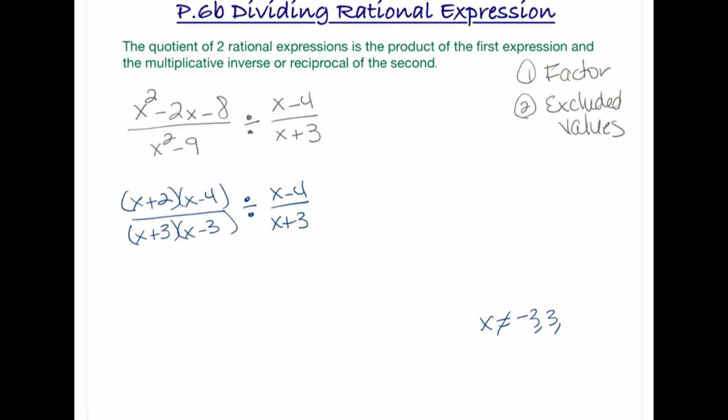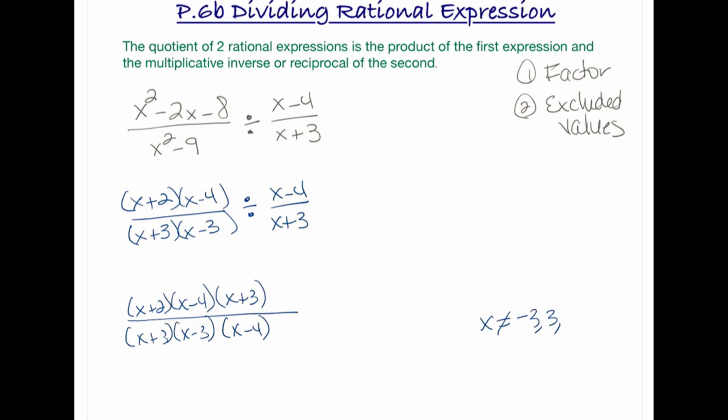Now I can proceed, and I know that if I'm dividing rational expressions, I'm multiplying by the inverse. So I'm going to write it now all as one fraction. My first rational expression was x plus 2, x minus 4, over x plus 3, x minus 3. Then I'm going to multiply by the reciprocal, so I'm just going to flip my numerator and denominator and have x plus 3 on top and x minus 4 on the bottom.